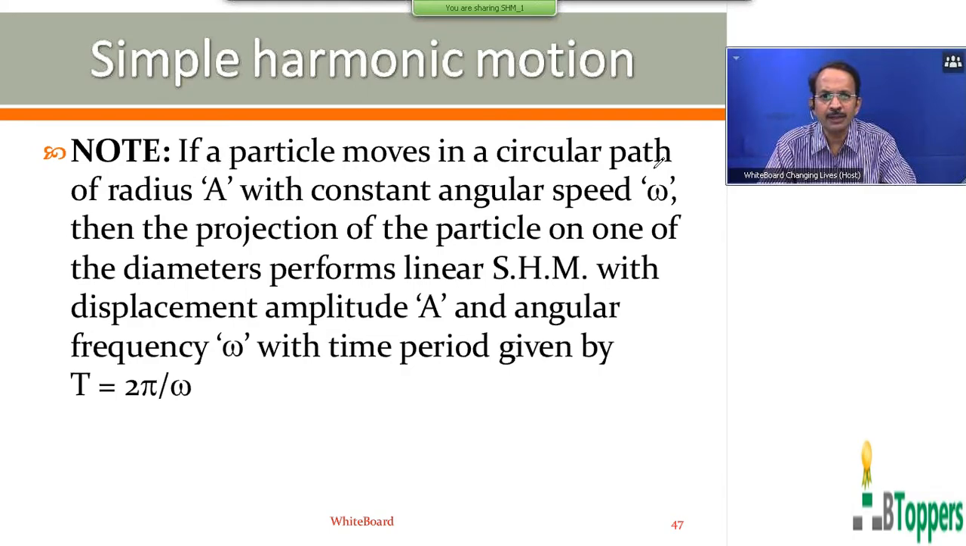I read it out. If a particle moves in a circular path of radius capital A with constant angular speed omega, and the projection of the particle on one of the diameters performs linear simple harmonic motion, the displacement amplitude is capital A and the angular frequency is omega, with the time period given by capital T equal to 2 pi by omega. If you want to copy the conclusion, you can pause and copy it. Next, I am going to show some problems which you can solve by using this reference circle method.